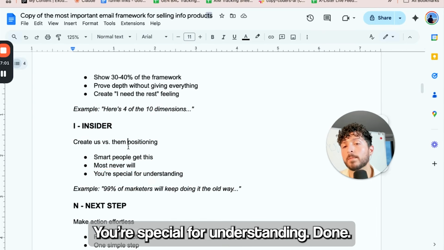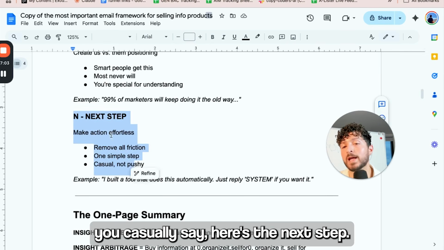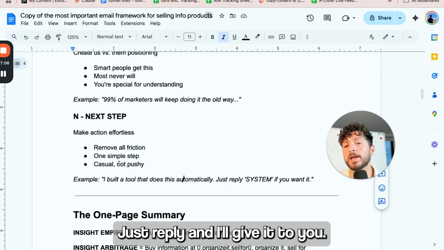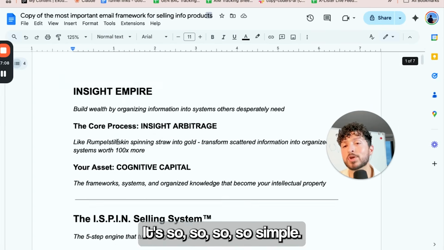You're special for understanding. Done. And then all you do is you casually say, here's the next step. I build a tool that does this. Just reply and I'll give it to you. That's the basic system. It's so simple.